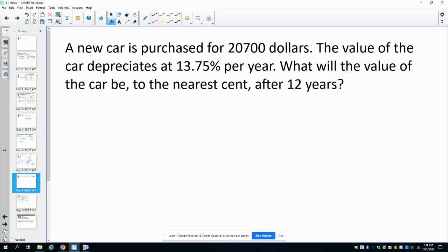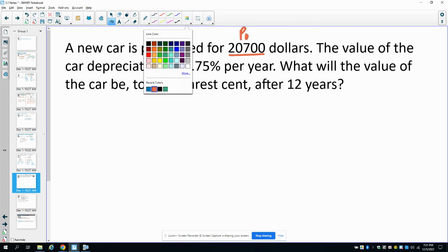All right, then let's solve a couple problems with this. A new car is purchased for $20,700. The value of the car depreciates at 13.75% per year. What will the value of the car be to the nearest cent after 12 years? So we have this initial value here, like our P naught or our A. They're also giving us our rate of decrease.